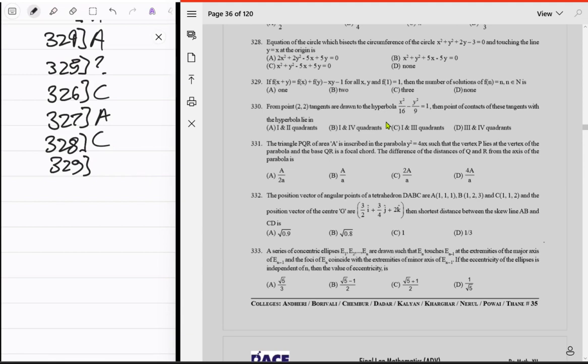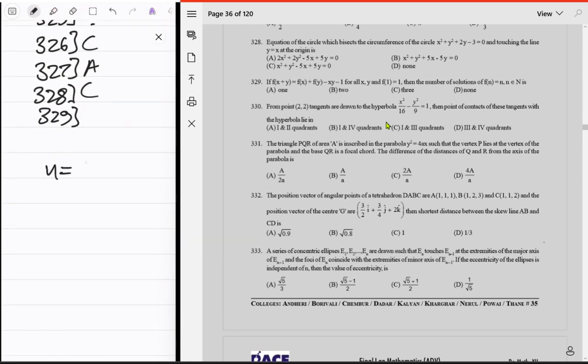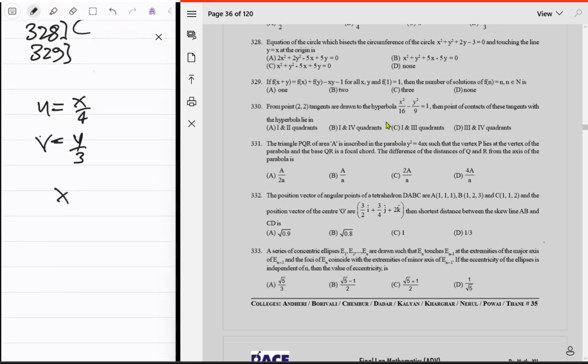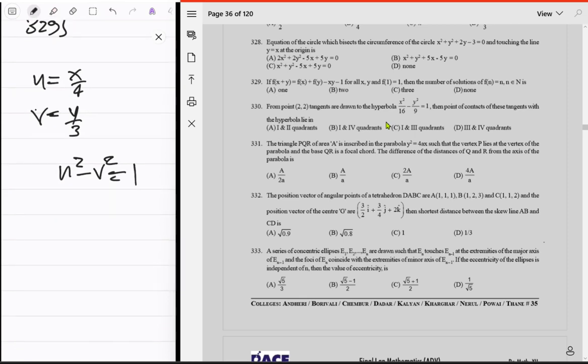First of all, we'll just transform it. So we'll say u is equal to x upon 4 and v is equal to y upon 3, right? I hope we're correct. So then your hyperbola just becomes u square minus v squared is equal to 1, and this point becomes 1 upon 2 comma 2 upon 3. Now what we want is, okay, this is still not helping.